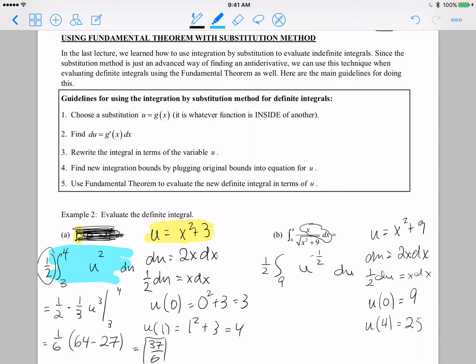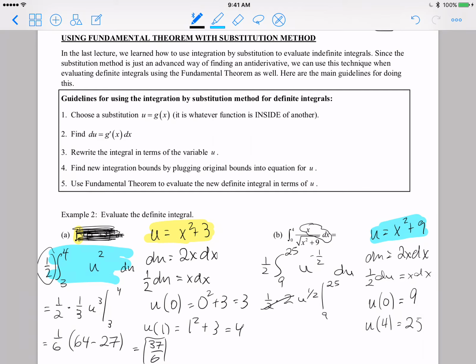And if you're lost as to where I'm plugging that into, I'm plugging that back in right back up here to get my new bounds. Okay, so 25 will be my new upper bound. Now I'm ready to take the antiderivative. So you have to be very careful to take the antiderivative once you get here. So this is going to be 1/2. The antiderivative of u to the negative half is 2 u to the 1/2, evaluated from 9 to 25.